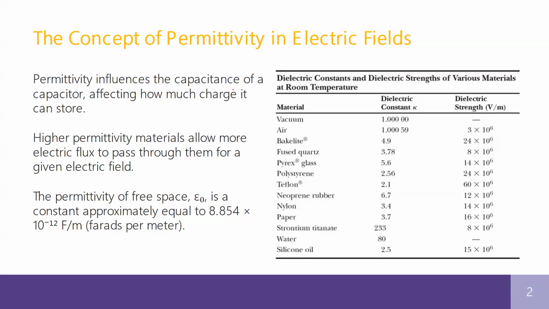So this is to tell you, ladies and gentlemen, if you have the permittivity, it can tell you how good materials can be in terms of storing an electrical charge. So that is why it affects the capacitor. And the permittivity of free space, which is epsilon naught, is a constant value, approximately 8.854 times 10 raised to the power of minus 12 farad per meter. Farad per meter is the unit for the capacitor.